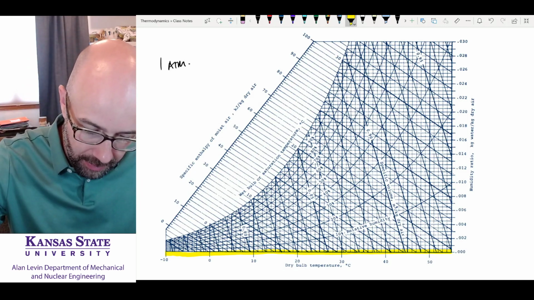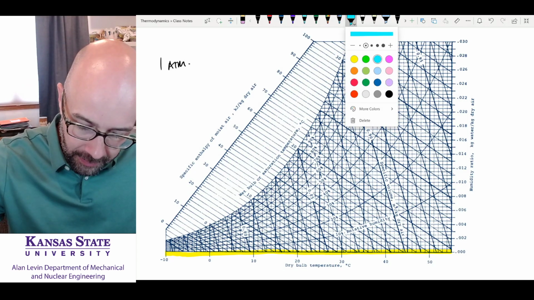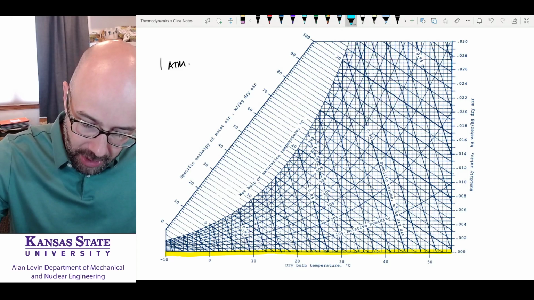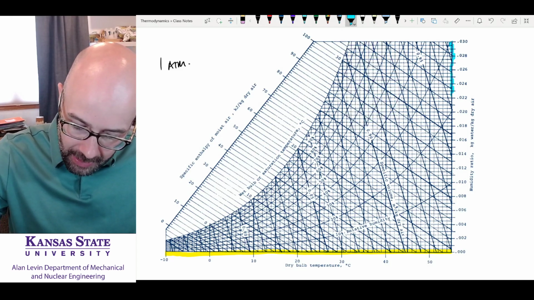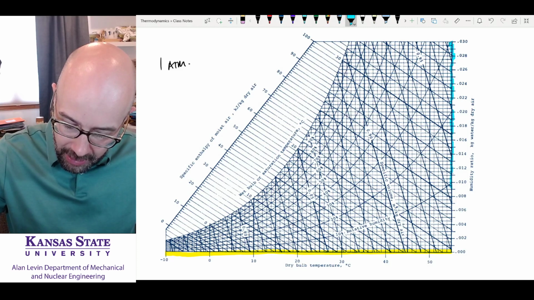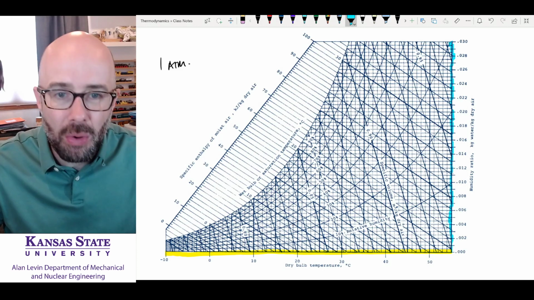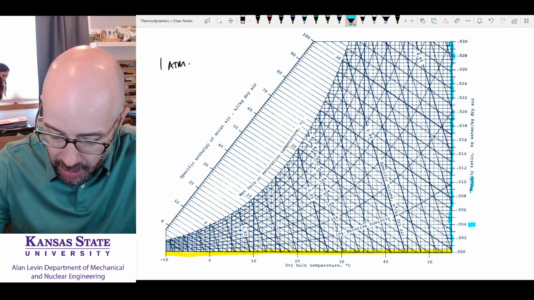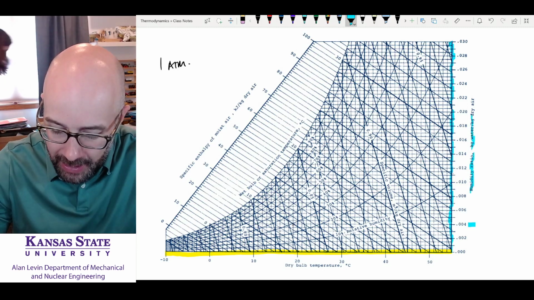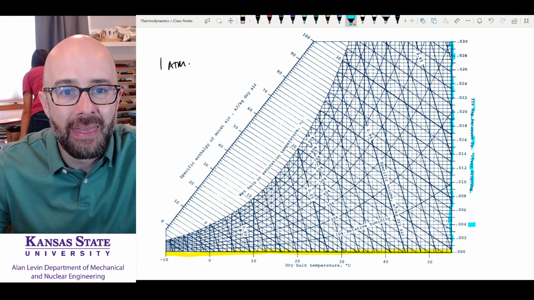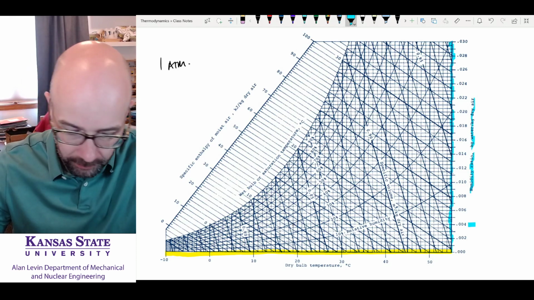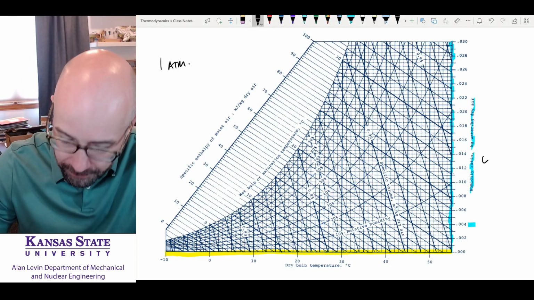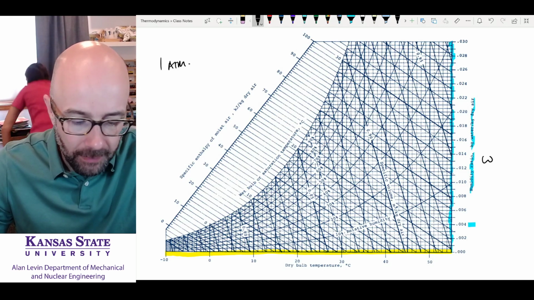The ordinate, or the y-axis, is going to be the humidity ratio. So this is going to be over here. This is going to be the humidity ratio. So you can see this humidity ratio is a very small number, 0.0004 down here at the very bottom. So humidity ratio, kilograms of water per kilogram of dry air, okay? That is that humidity ratio, omega.